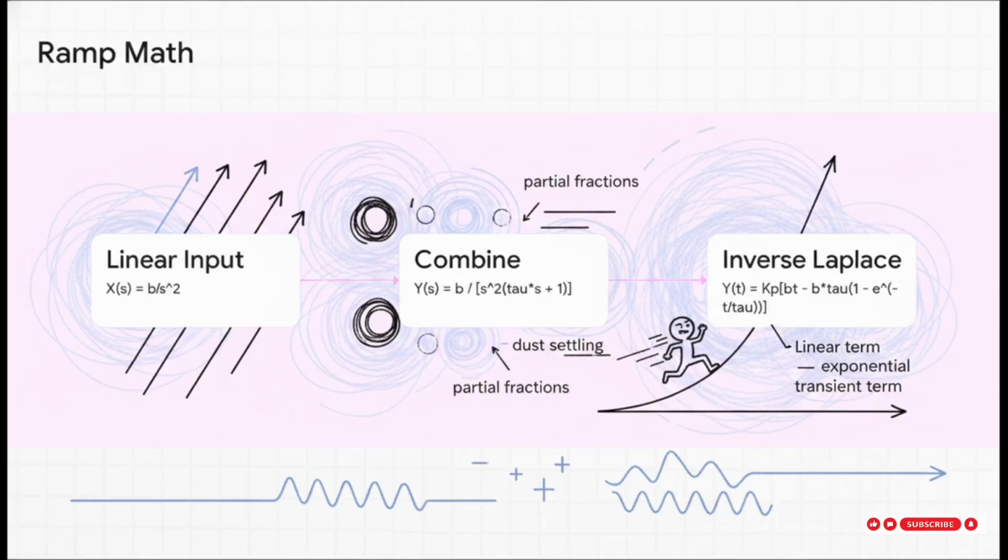Doing the inverse Laplace transform here requires partial fractions, but once the dust settles, our time domain output gives us 2 distinct parts. We've got a linear term, b times t, and an exponential transient term. Because of that transient term, the system's output desperately tries to chase the linearly increasing input, but it definitely struggles to keep up at first.